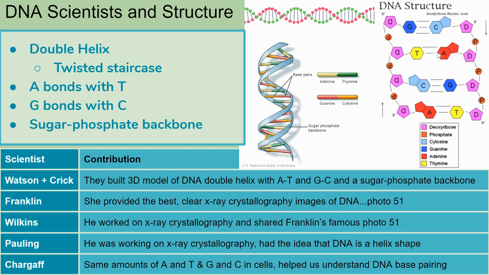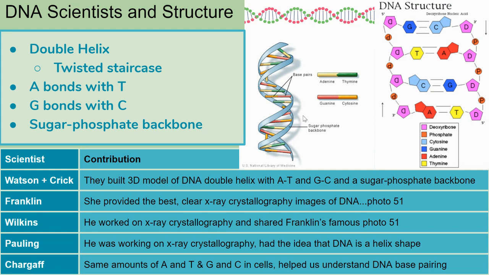But overall DNA structure, it's a double helix. It's a twisted staircase type of shape. And there are those sugar phosphate backbones that are twisted around the nucleotide base pairs. And A always goes with T, G always goes with C.